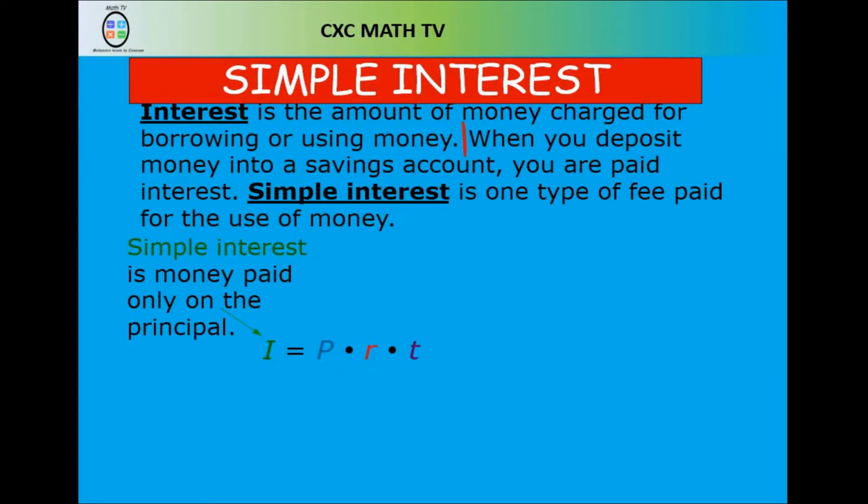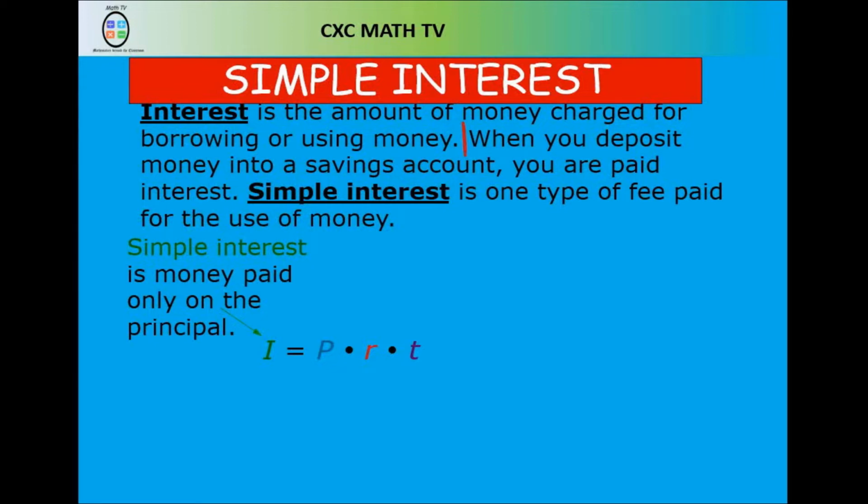The formula for simple interest, which is the money paid on the principal amount, and the simple interest, we're going to denote it with the letter I, as you see the arrow pointing to the green. Simple interest is equal to P times R times T. That's all you need to know. P times R times T.